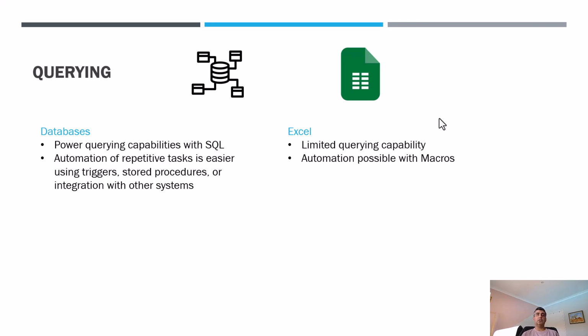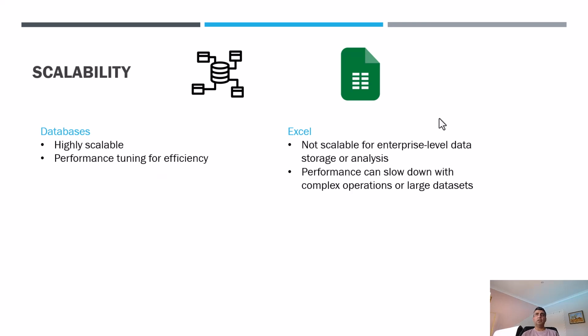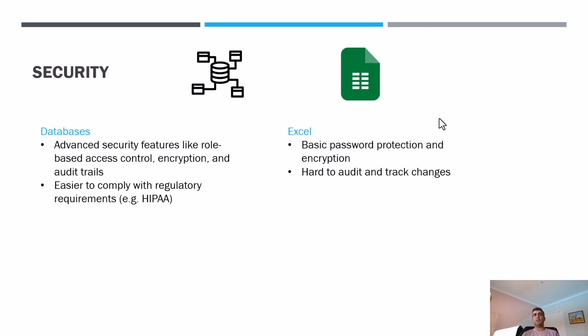Querying. Most databases, including PostgreSQL, have SQL capability which you can use to manipulate data, and automation of repetitive tasks. Excel offers none of these, so in that case you want to go for databases. Scalability: a database is a lot more scalable, and you can do performance tuning for efficiency. Excel is not scalable for enterprise-level data storage or analysis, and performance can slow down with complex operations or large data sets. Security: advanced security features like role-based access control, encryption, and audit trails.